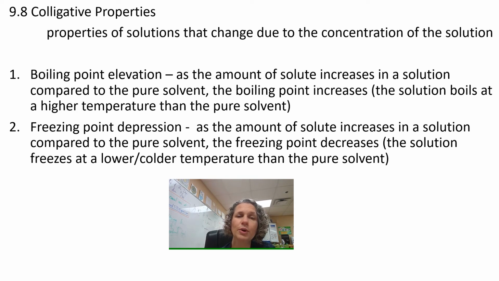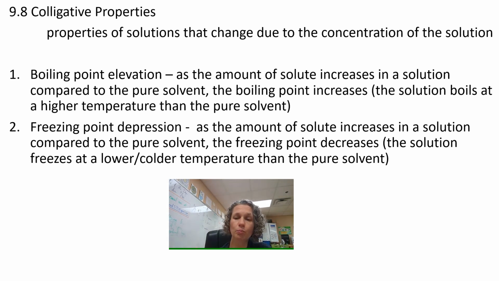The first is boiling point elevation. So as I increase the amount of solute in a solution, say I have pure water versus salt water, so I'm changing the amount of solute. I'm dumping more salt in and leaving some water pure. The boiling point will increase. So the solution of salt water in that example will boil at a higher temperature than a pure solvent.